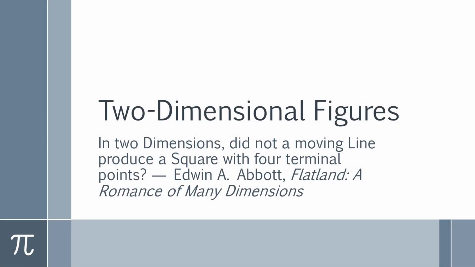On today's exciting episode of Geometry, two-dimensional figures. In two dimensions, did not a moving line produce a square with four terminal points? That's from Edwin A. Abbott, his book Flatland, A Romance of Many Dimensions.